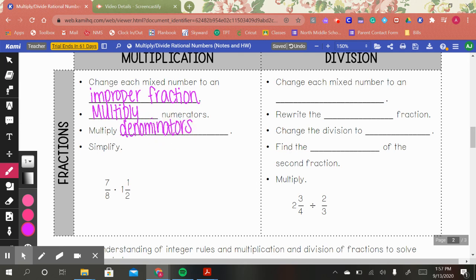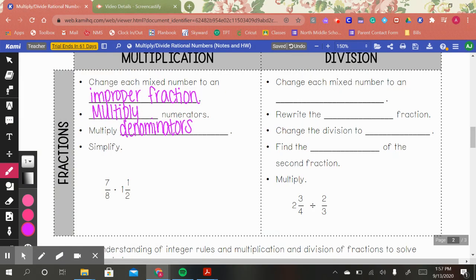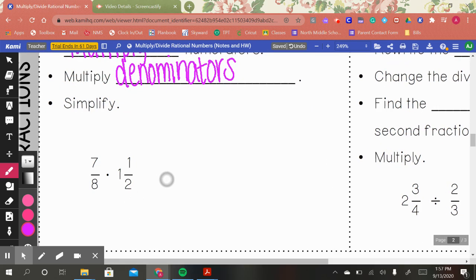And then your absolute favorite thing to do is to simplify. Most people hate to simplify, and I do understand it's just one extra step in the process. All right, so first things first, change the mixed number to an improper fraction.